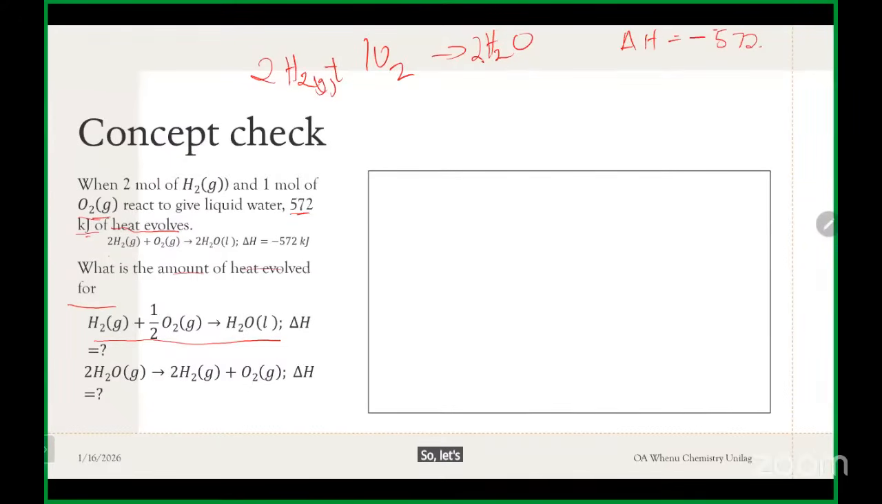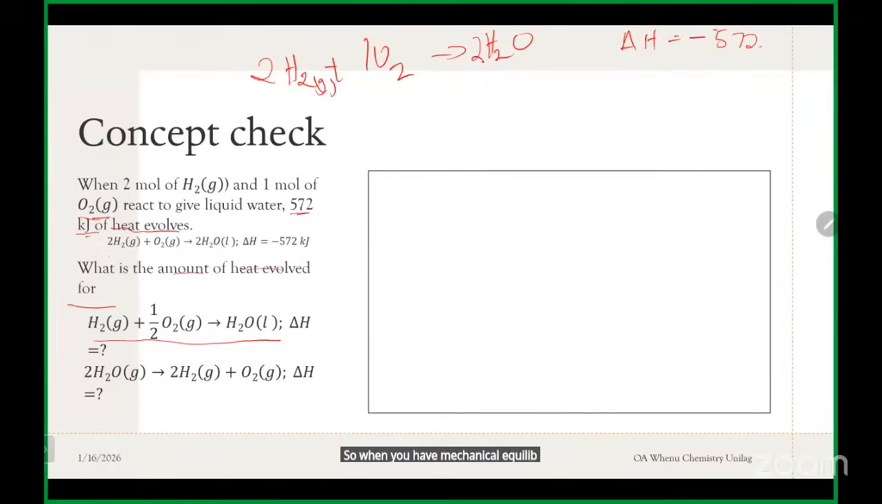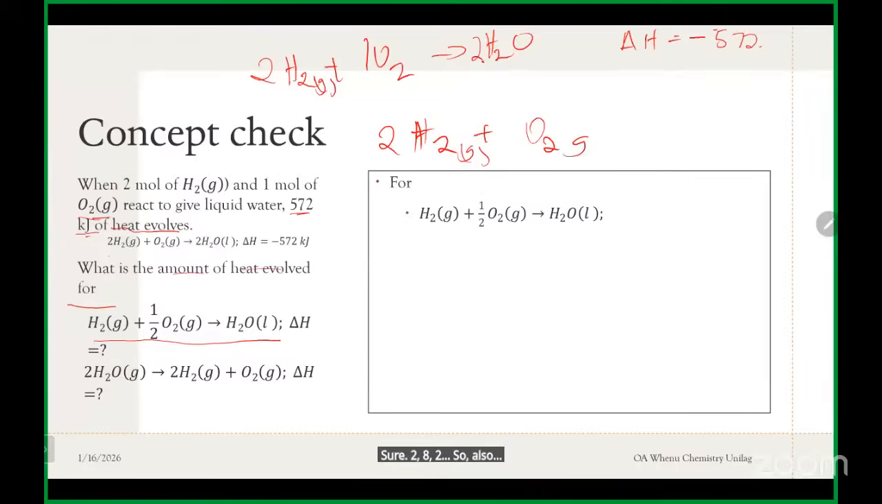Can work also be in equilibrium? That would be mechanical equilibrium. When you have mechanical equilibrium, the work done is balanced. So 2H2 gas plus O2 gas going to 2H2O liquid, delta H is equal to minus 572.